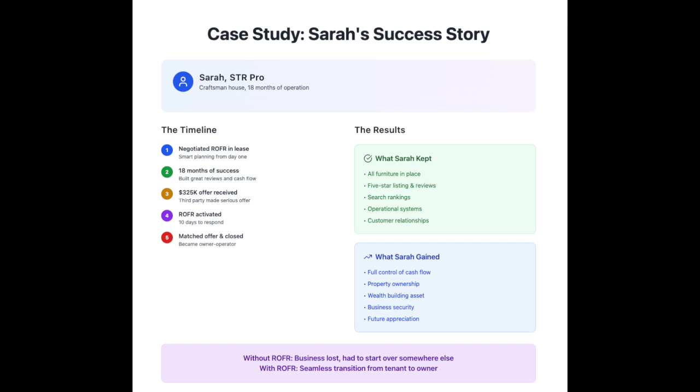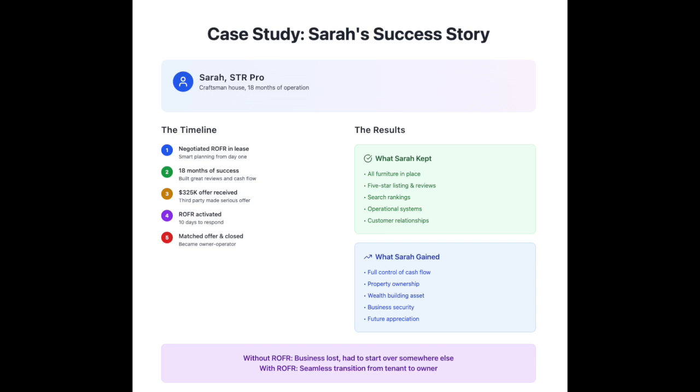Okay, clock's ticking. Right. So Sarah scrambled, talked to her investor partner. They decided to go for it. They matched the $325K price. Crucially, they were using cash, which likely matched or simplified the original offer's terms, and they were able to commit and close the deal quickly, well within the ROFR timeframe. So she didn't get kicked out. She didn't lose that listing. Not at all. She bought the property, kept her furniture in place, kept her 5-star listing live, kept all those reviews. The whole operation transitioned seamlessly from tenant-operator to owner-operator.